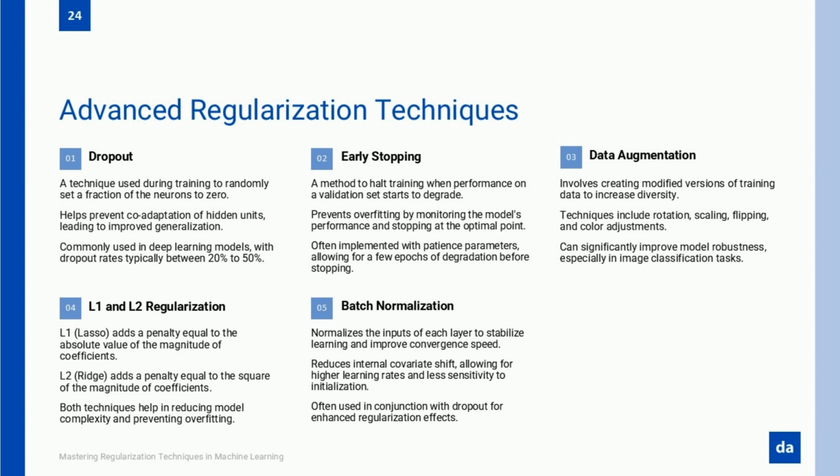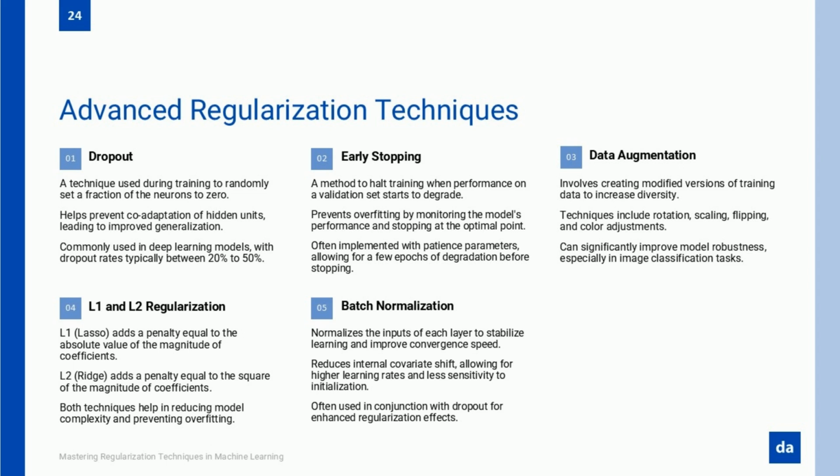How it works. Data augmentation involves creating modified versions of your training data. For example, in image classification, you can rotate, scale, flip, or adjust the colors of images. In text processing, you can paraphrase sentences or replace words with synonyms. And again, how it helps.